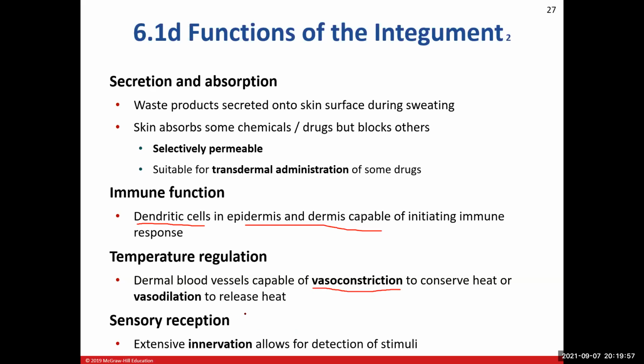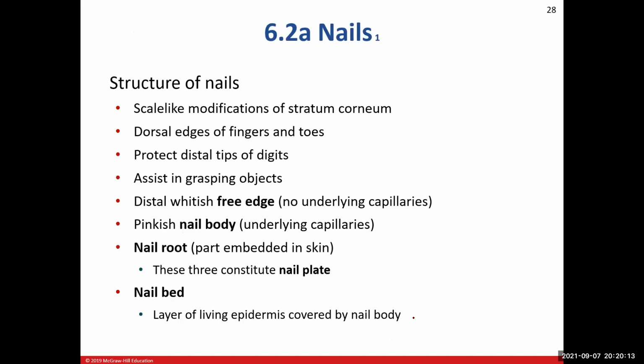And then, of course, we've got our sensory reception. We've got tons of different types of sensory receptors that are going to be found in our dermis there. And we talked about the Merkel cells, those tactile cells that sit up in the epidermis there. All right, we're going to switch over to nails now. Nails are a derivative of the skin.